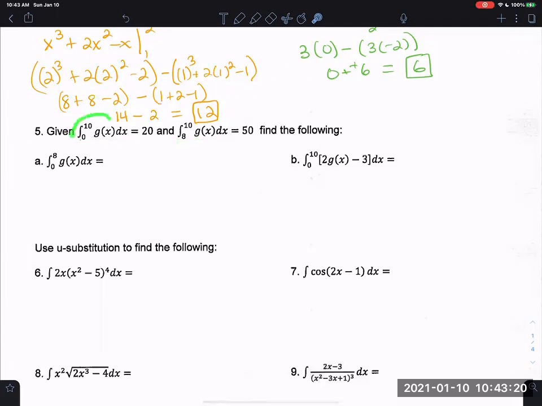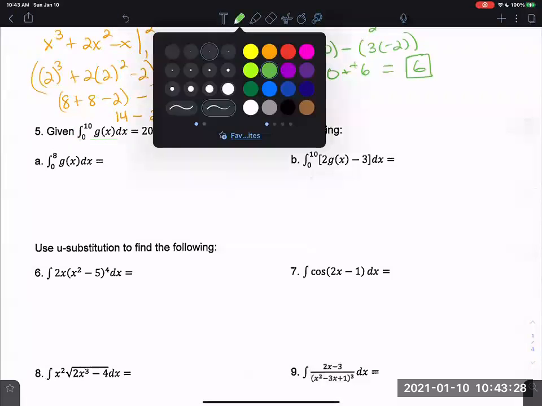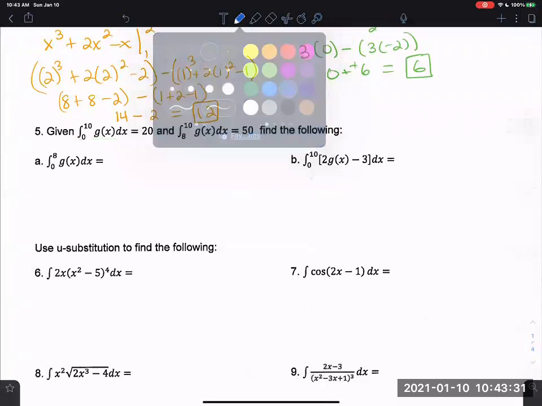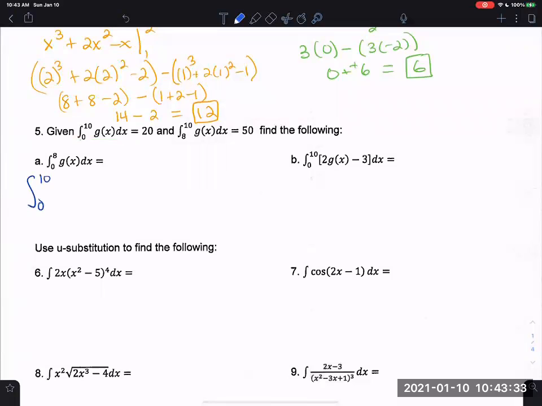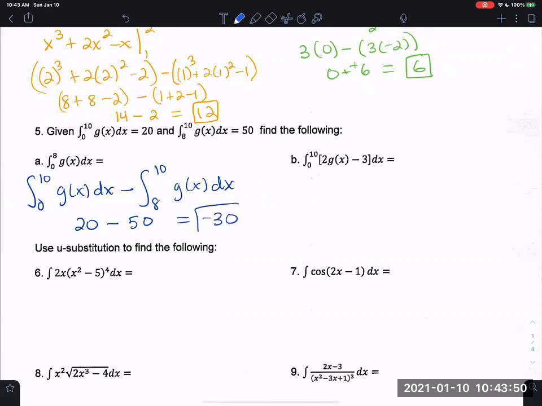So we basically need to take this area and subtract that area. So again, I'm going to write out what I'm doing as far as my calculation. Right, I'm actually going to do this. So that would mean it is 20 minus 50, which would give us negative 30.